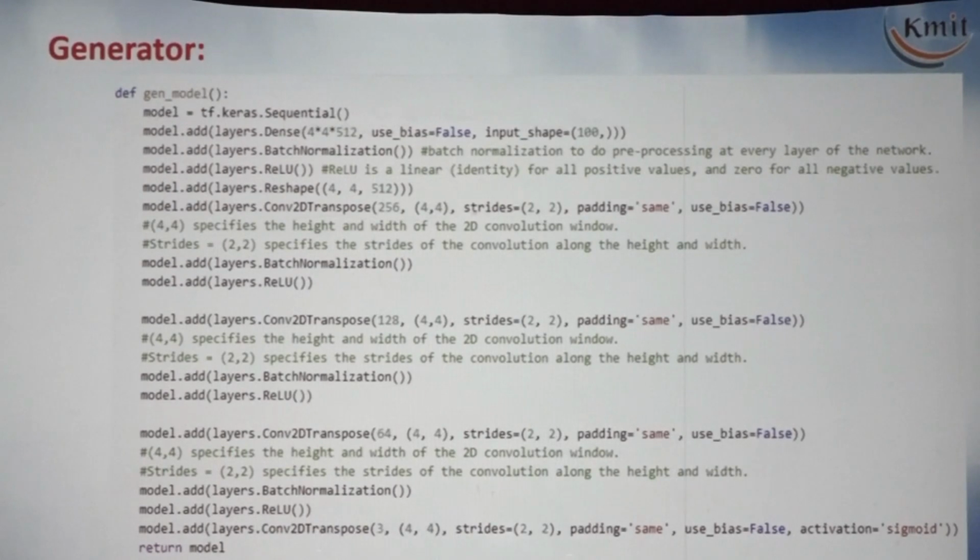Why I am discussing this is, you need not write the code from scratch. At least you have to take the code from somewhere, and you have to modify it. You should be able to modify it, and to modify that, you should know these points. I am giving the output as 3: Conv2D transpose of 3. Why am I giving 3? Anybody can tell?